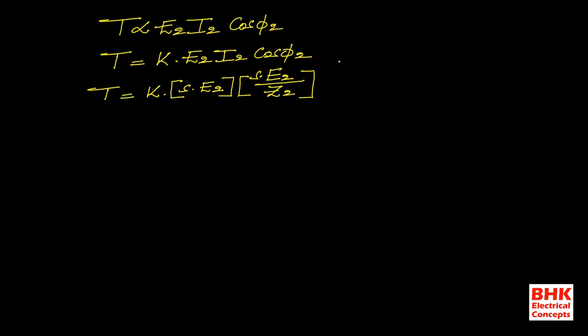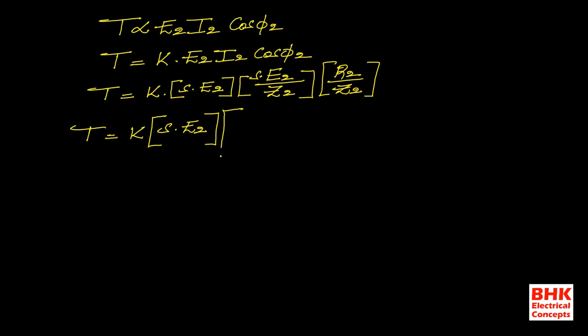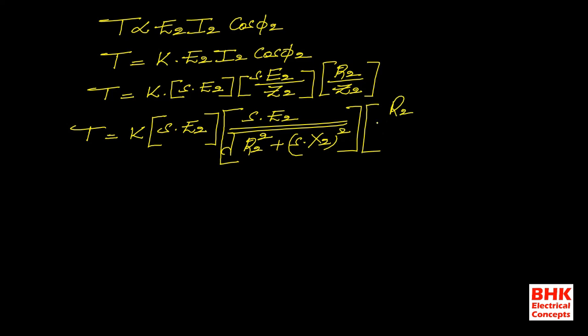And what is cos phi 2? Cos phi 2 is R2 divided by Z2. Now T is equal to K into S into E2, S into E2 divided by Z2, where Z2 is given by under root R2 square plus S into X2 square. Here also the same, R2 divided by the value of Z2, which is under root R2 square plus X2 into S square.